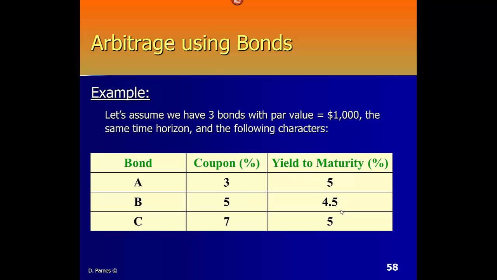Because the yield to maturity of any combination of bonds A and C will give you 5% yield to maturity. Higher yield to maturity means lower price than bond B that has a lower yield to maturity. That's why you pay low, you collect high, you buy low, sell high. Right now, you make positive cash flow, and all future cash flows disappear. This means an arbitrage.